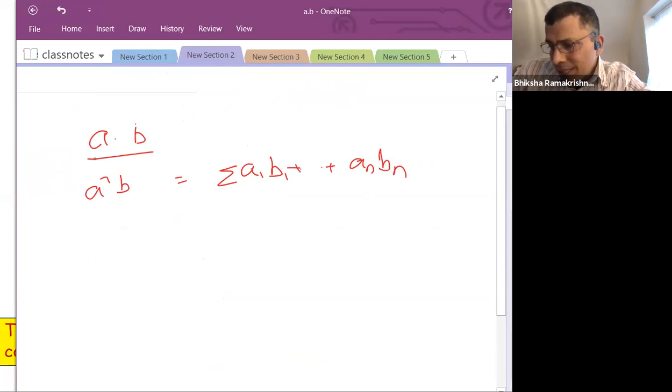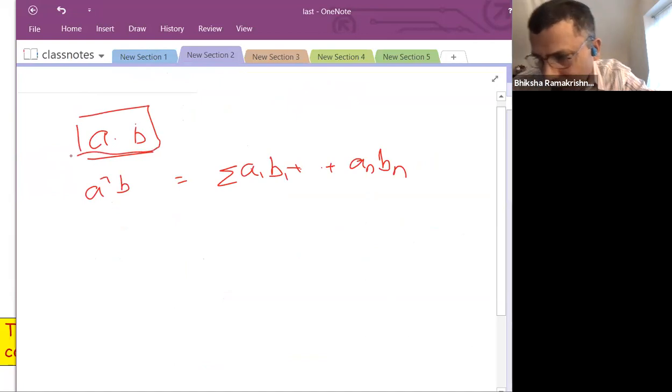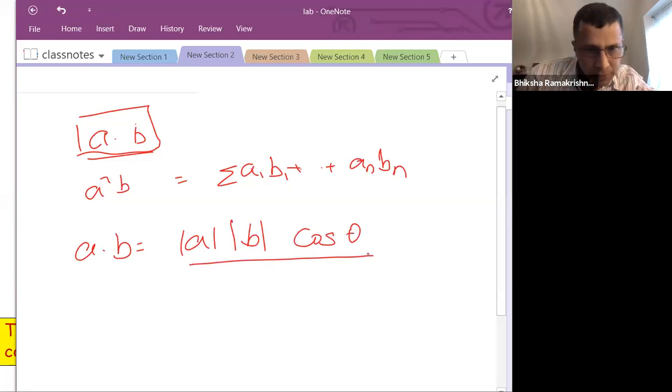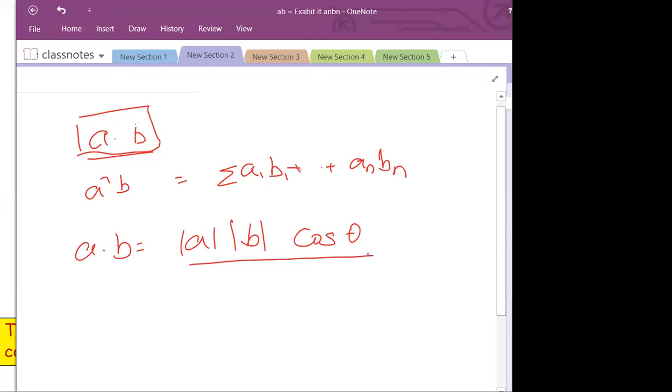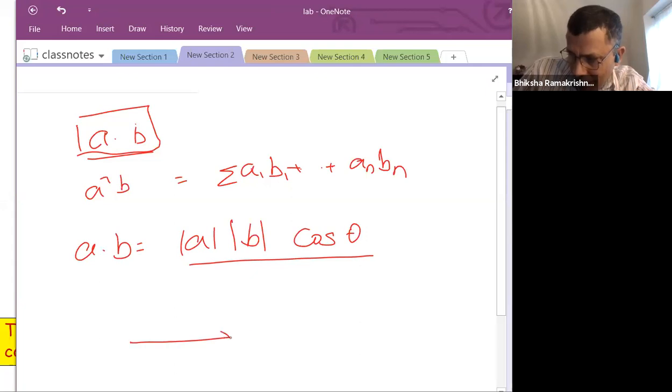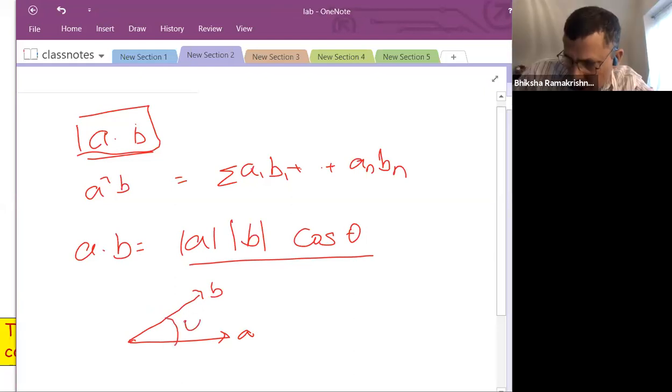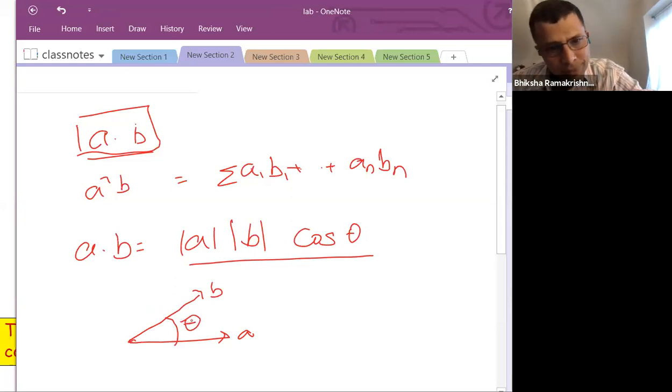Now there's a different way of defining this. How many of you remember this? A dot b equals mod a mod b cos theta. You remember this? How many of you don't remember this? Raise your hand. So if I have a vector a and a vector b, the inner product is going to be a function of theta.